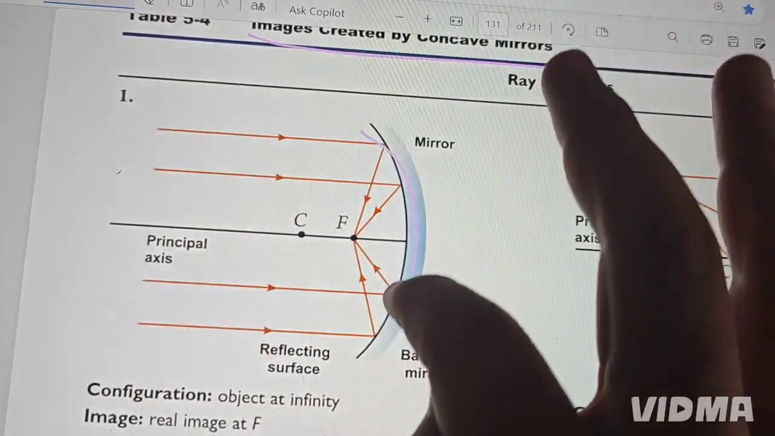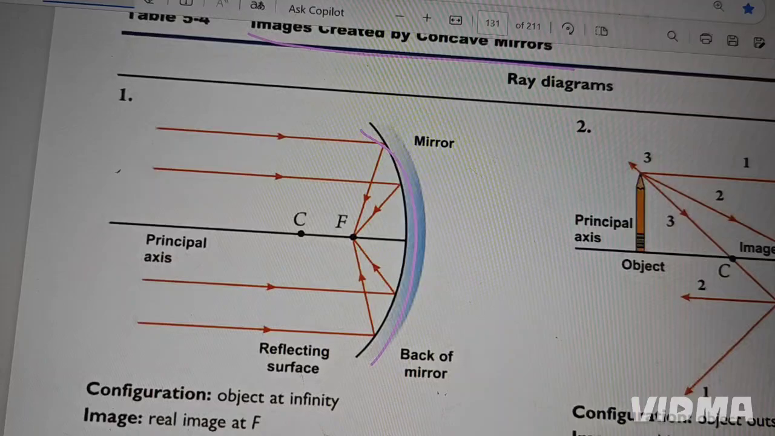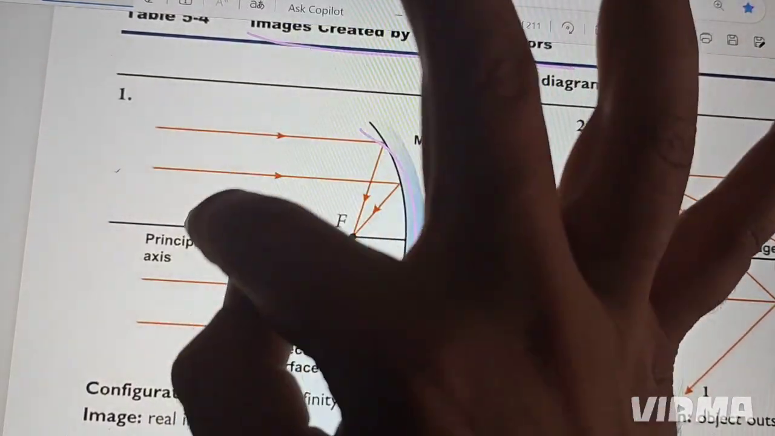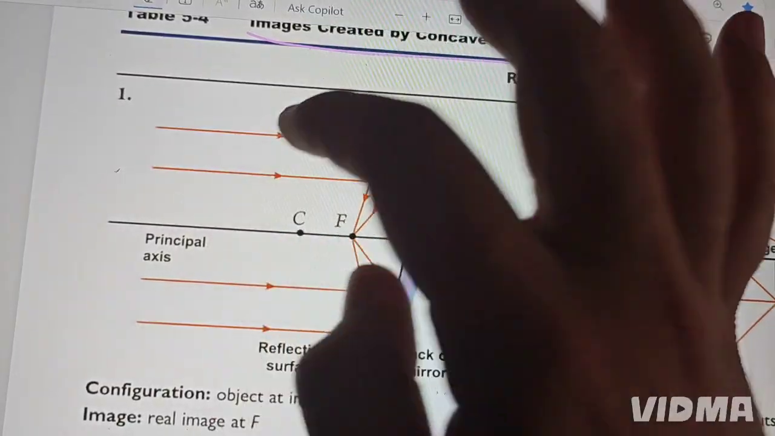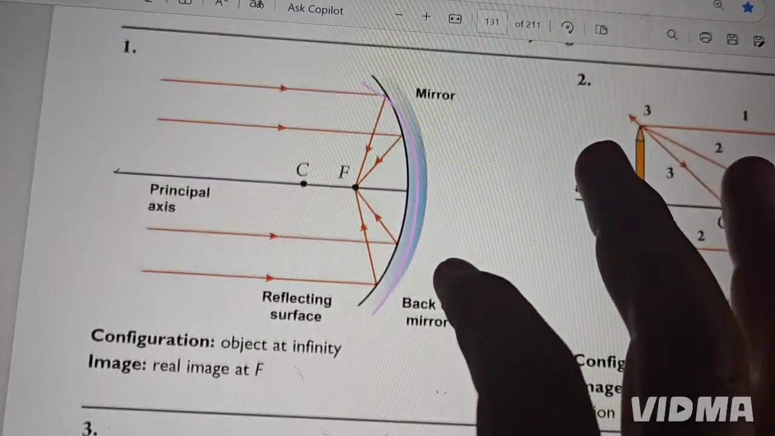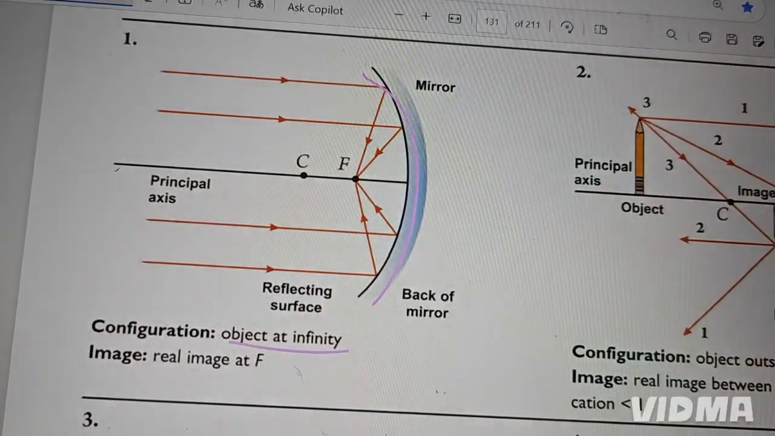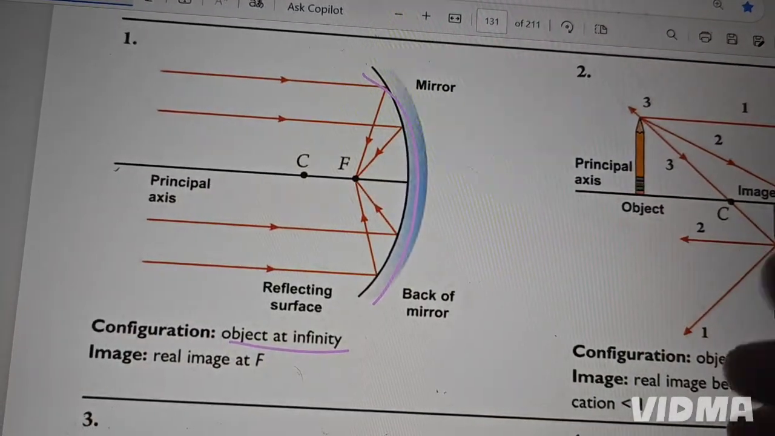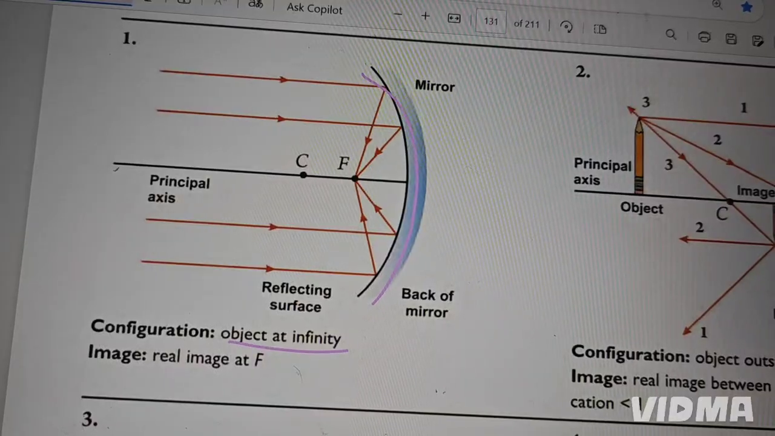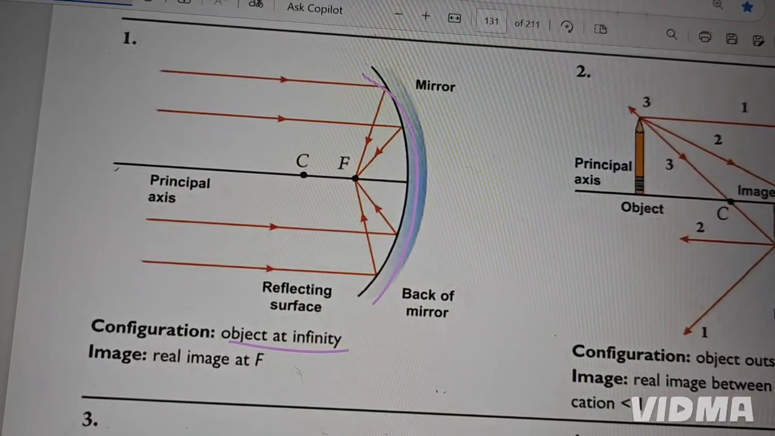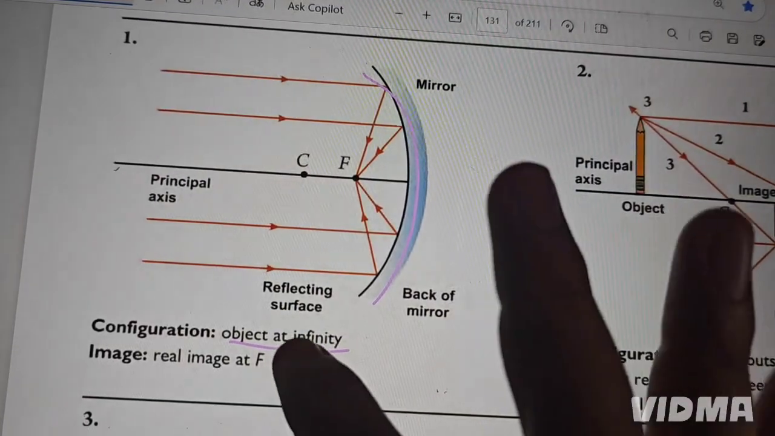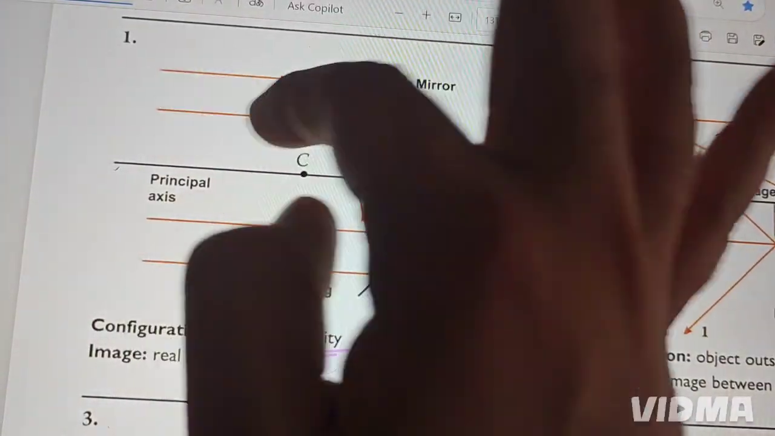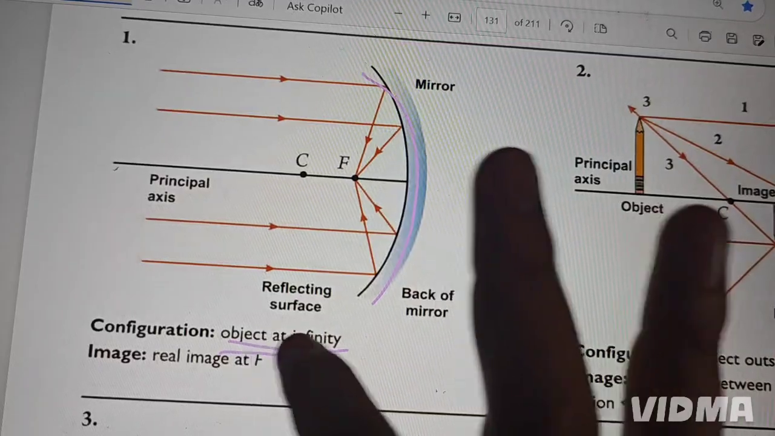this is the shape of the concave mirror. We know this. Where did this light come from? Where is the source actually? In here, the source of these lights is at infinity. We don't know exactly the position of the source that the light came out from. So the object that is emitting light, we don't know the position. So we say that the object is at infinity. We don't know where the light came out. So the object is at infinity.